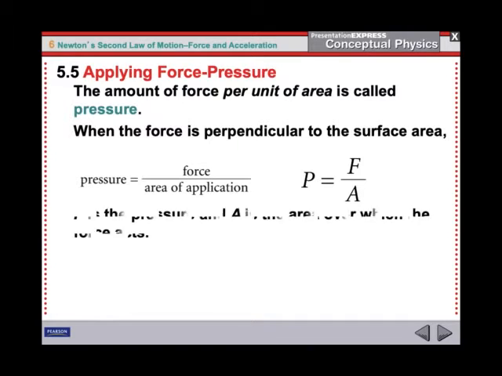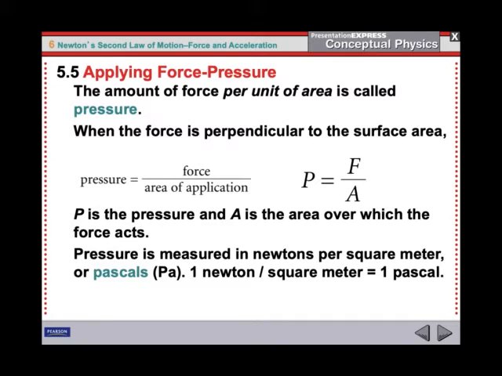Okay. So P is pressure. Capital A is the area over which the force acts, and you know that F is force. Pressure is measured in newtons per square meter, which is a little bit bulky to say, so we say it's a Pascal. Pascals are named after Blaise Pascal, who did a lot of work with pressures and fluids and things like that. He also is responsible for something in math called Pascal's triangle. Y'all can ask your math teacher about that one.